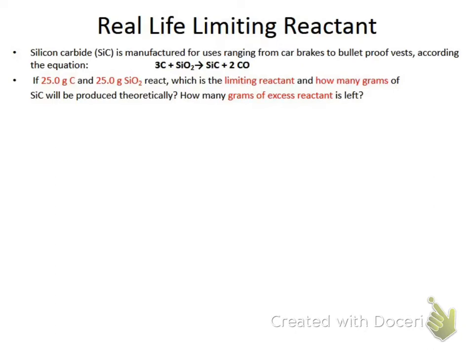In this problem we have silicon carbide, which is used to make car brakes and bulletproof vests, and it has this equation which is already balanced. We always double check to make sure it's balanced, so we say check. It's given us 25 grams of carbon and 25 grams of silicon dioxide. It wants to know what is the limiting reactant, how many grams of product can we produce theoretically, and then how much we have leftover. It doesn't matter which one you start with; I usually just start with what they gave me first.